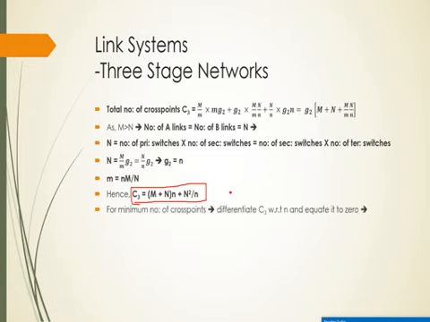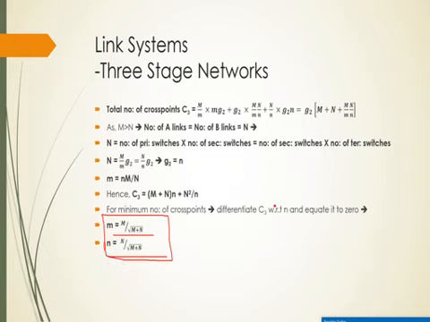Now for the minimum number of cross points, again we differentiate C3 with respect to n and equate it to 0. When we do this, this is the end result: m is equal to m divided by square root of m plus n, and n turns out to be n divided by square root of m plus n. So these are the two design parameters we will be considering for an optimum solution.